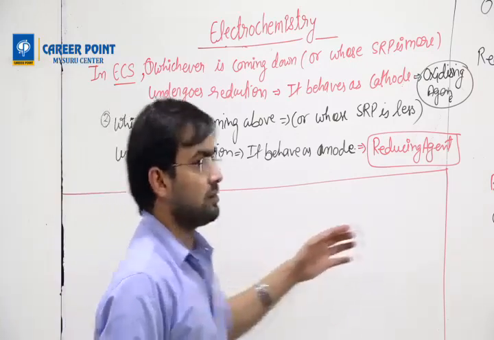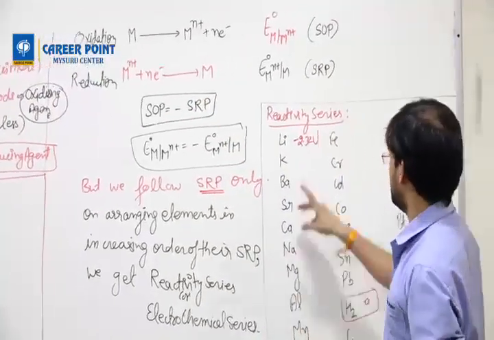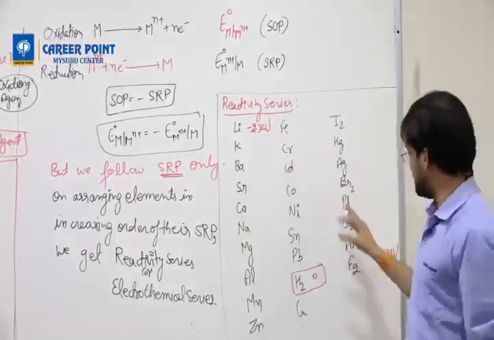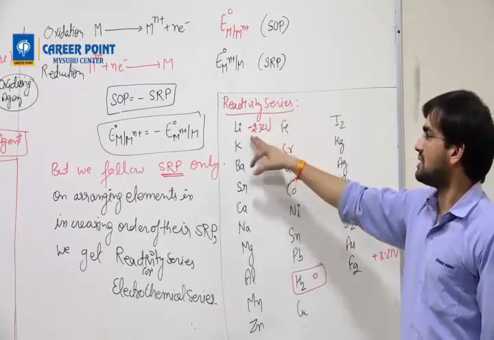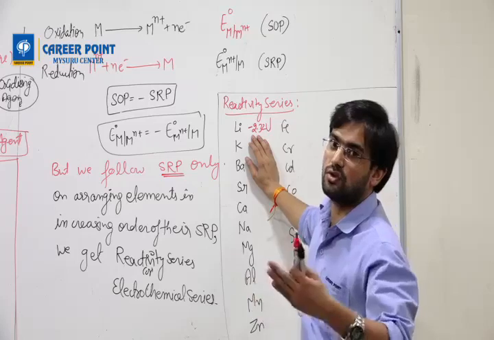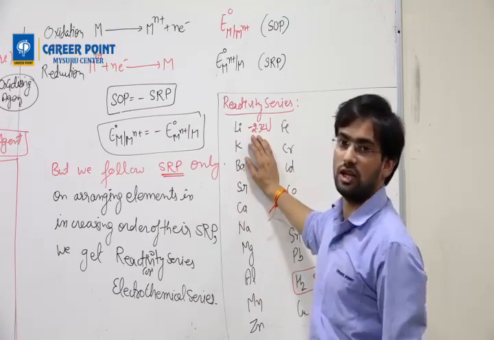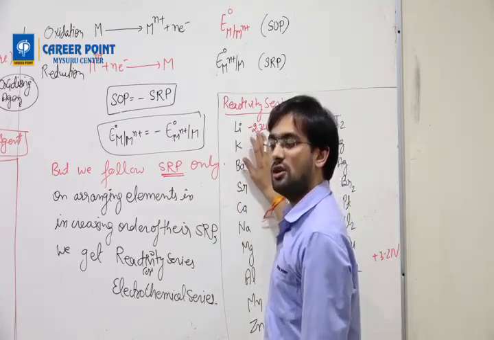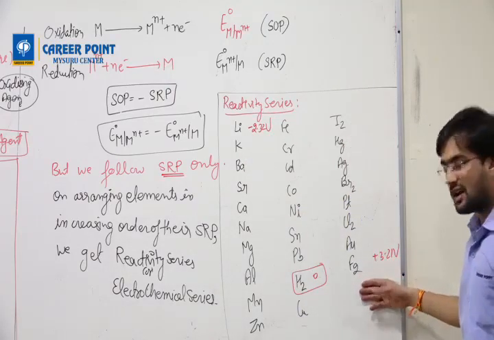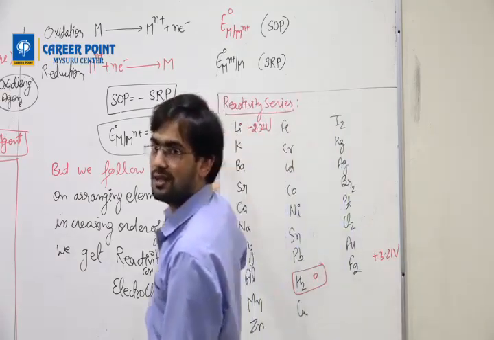Now you see, if you remember the topic, you can understand here. This is minus 2.32, this is plus 3.2. This is lesser SRP, this is more SRP. If this is lesser SRP, it is coming above, which means it wants to undergo oxidation. If it wants to undergo oxidation, it's a good reducing agent, and this is a strong oxidizing agent because this wants to behave as cathode, and that wants to behave as anode.